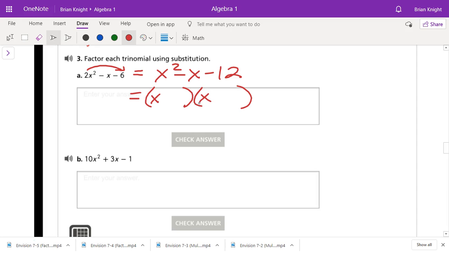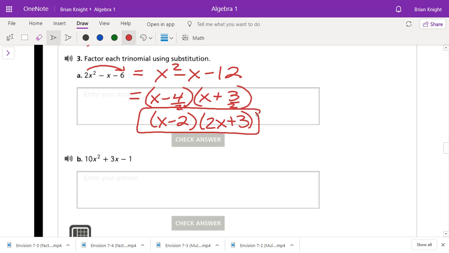There ain't many numbers. 4 and 3. Which one's negative? -4, +3. What did we borrow? 2. So make sure you divide by 2. That'll be x minus 2. Does that reduce? You just move your denominator to the front.